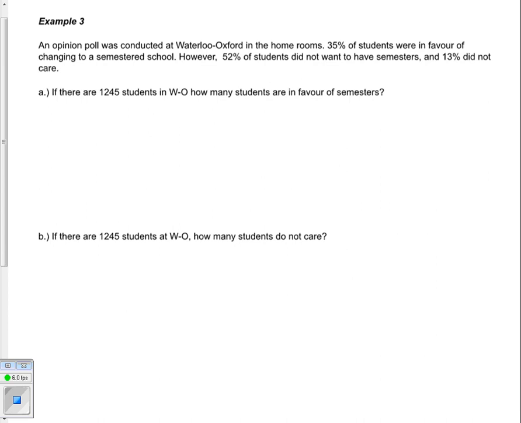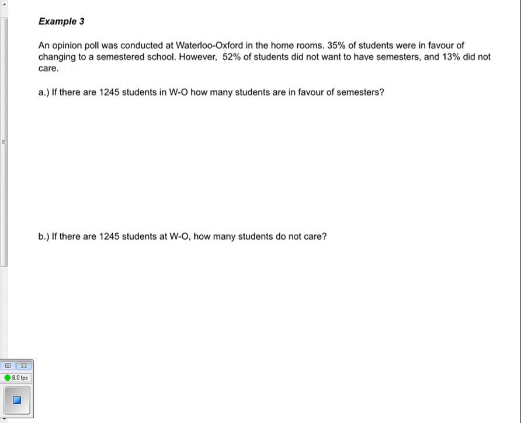In example 3, we're going to look at, again, how do we take a percentage of people and figure out how many people that percentage represents from a whole. So in example 3, we've got an opinion poll that was done at WO in some different homerooms. Let's say that 35% of students were in favor of changing to a semestered school system.